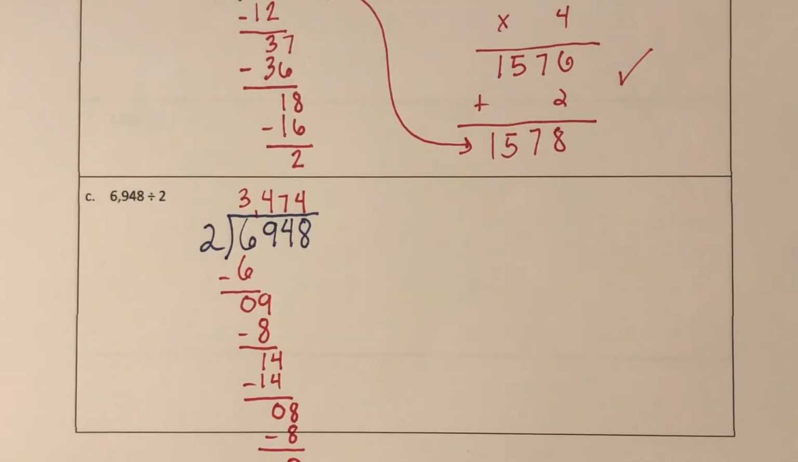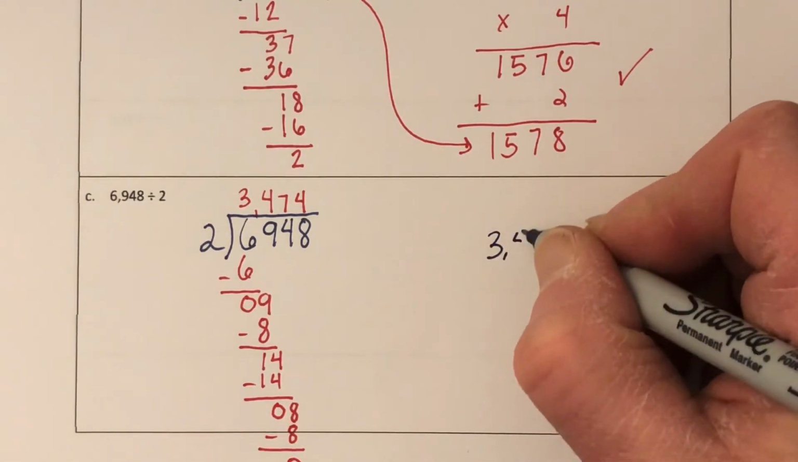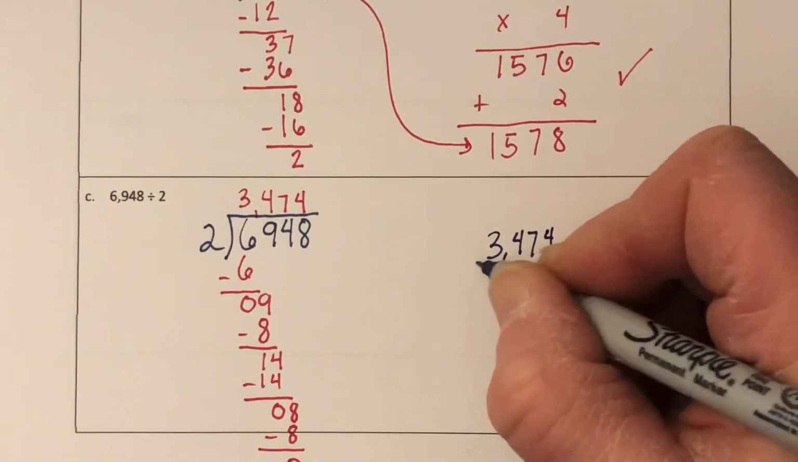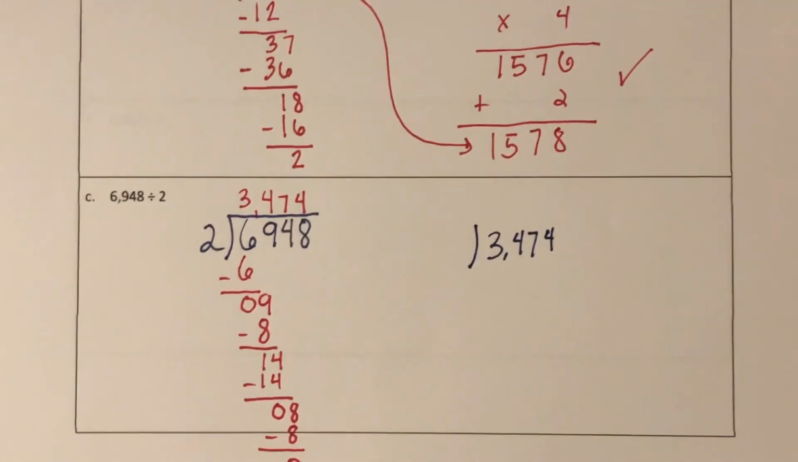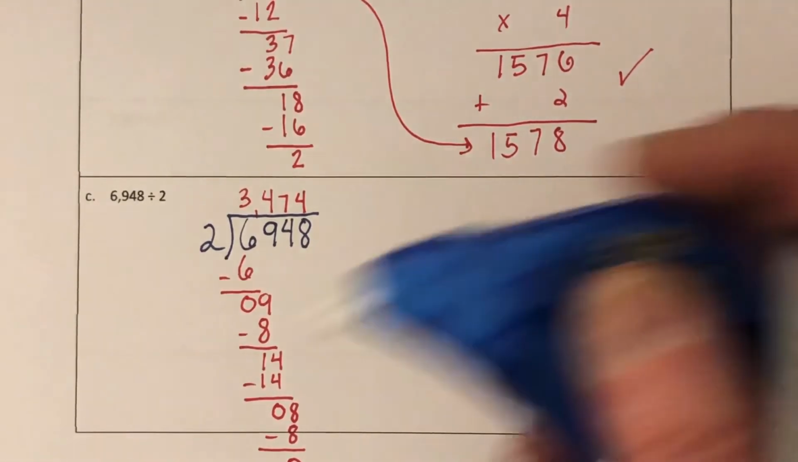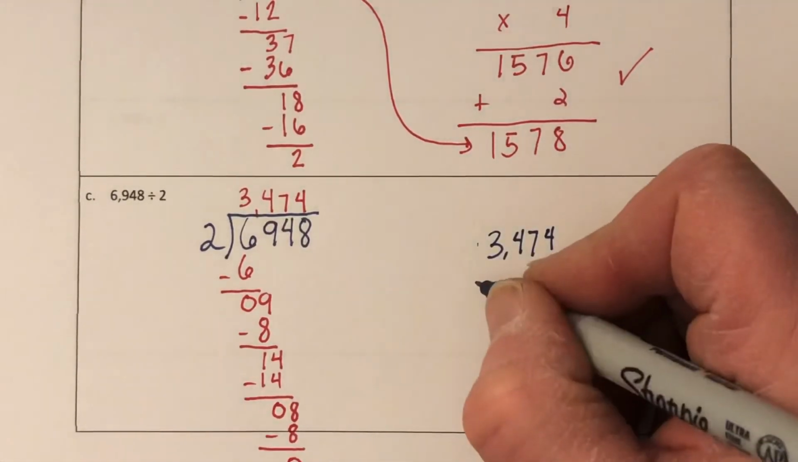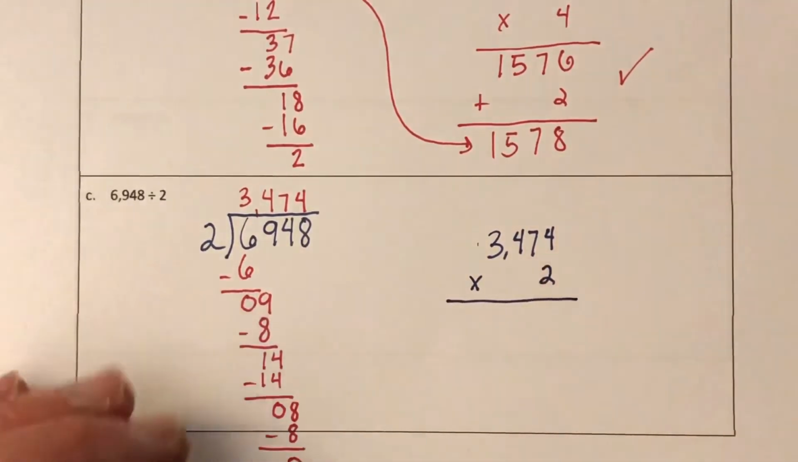So my answer here is 3,474. And I can check that with multiplication, okay? So I'll do that right here. 3,474. Oops, not that. My little white out on that. There. And I multiply that by the 2. See what I end up with.